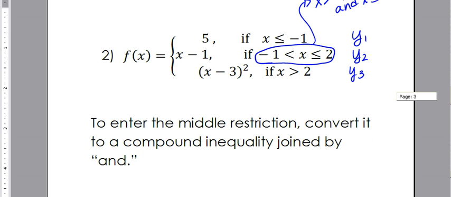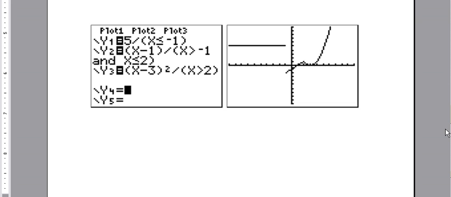So to do that, let me go to my, here it is. Now the 5 I didn't put in parentheses. If it's a single number, you don't have to do that. But so we did 5 divided by the restriction where x is less than or equal to -1. The middle piece is (x minus 1) in parentheses divided by x is greater than -1. Now to get the and, you're going to go to the test menu, so do second math, and then arrow to the logic menu. And the number 1 is and. Then you go back to type in x is less than or equal to 2. Now the third piece is (x minus 3) quantity squared divided by the restriction x is greater than 2.